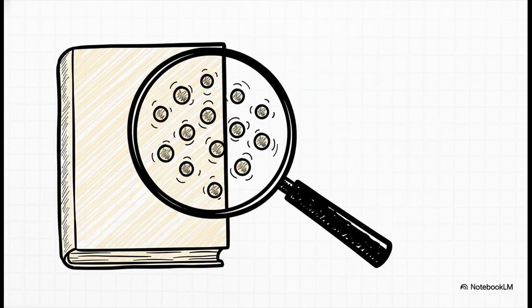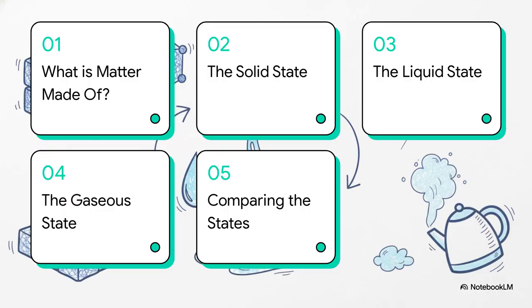The answer to all these questions lies in a world we can't see with our naked eyes. If we could zoom in, really zoom in on everything, we would see that it is all made of tiny, constantly moving particles. How these little particles are arranged and how they interact with each other, that is the secret that determines everything. So, here is our plan for this explainer.